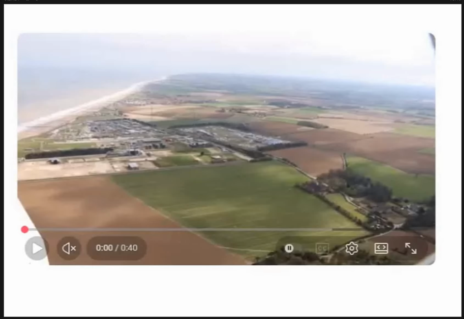And let's have a look at a bit of a dodgy drone, but it's quite good. It gives an overview of the size, really, of the Bacton Terminal.